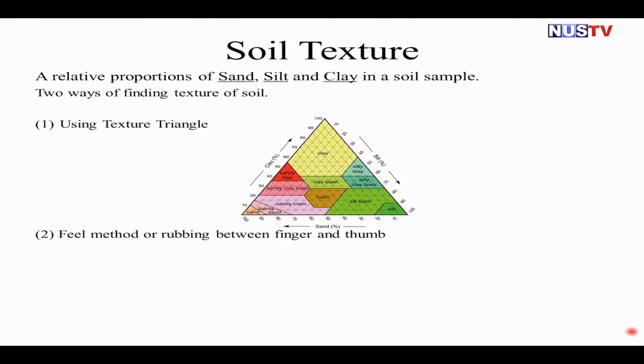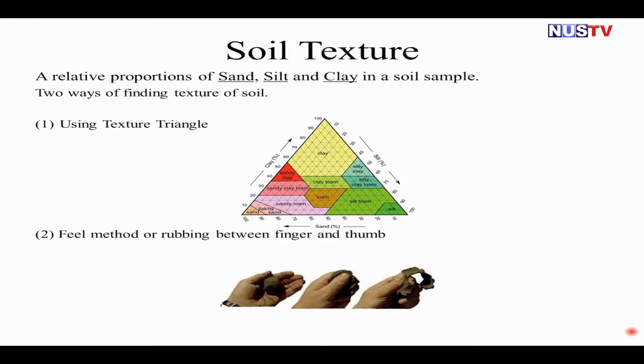As you can see on the diagram, is the picture of a texture triangle. You are expecting to use this texture triangle diagram later in our lesson. So prepare yourself a texture triangle for our calculations. The second method is the feel method, or rubbing between fingers and thumb. As you can see on the diagram, is rubbing the ribbon or soil particles with your finger and thumb to find the size of the particle.